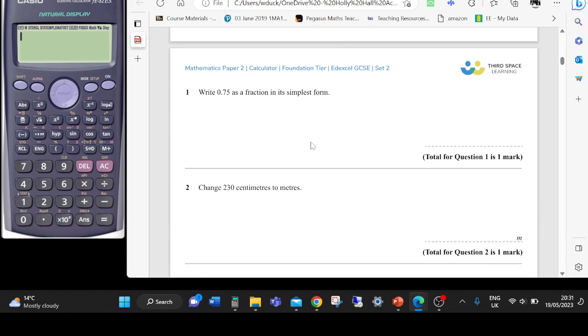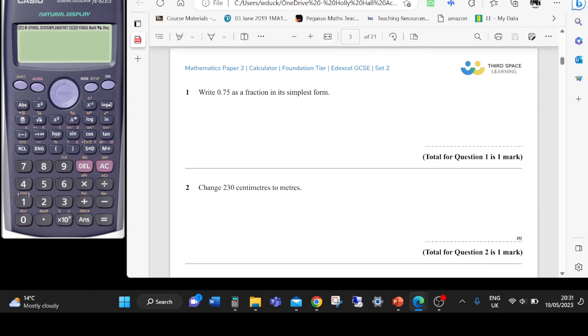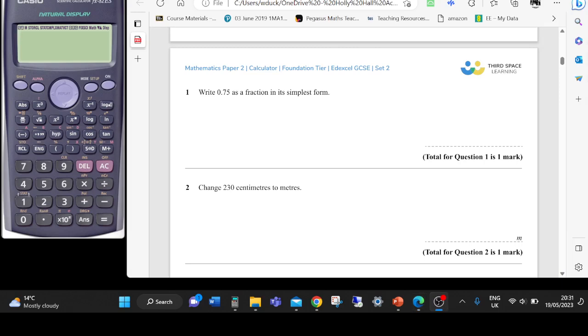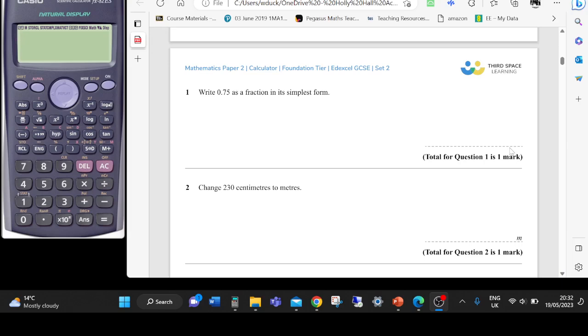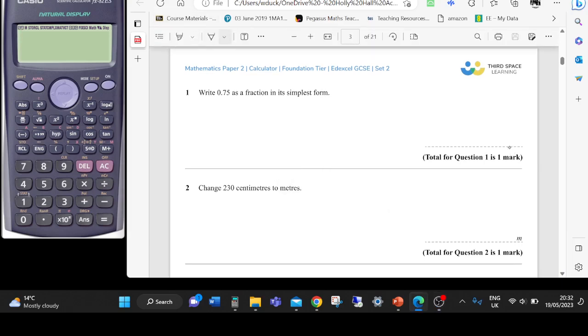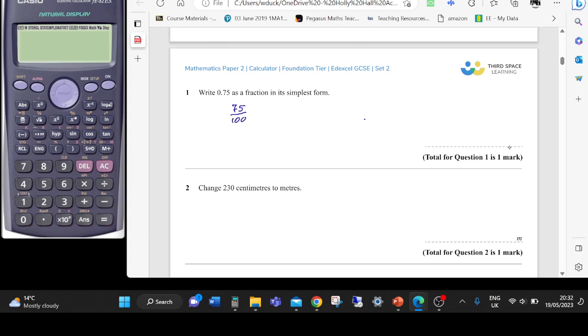Question 1, we're looking at: write 0.75 as a fraction in its simplest form. So I'm going to start by saying that's the same as 75 hundredths or 75 out of 100. And then I can cancel it down using my calculator, but I'm going to say that 25 goes into both 75 and 100.